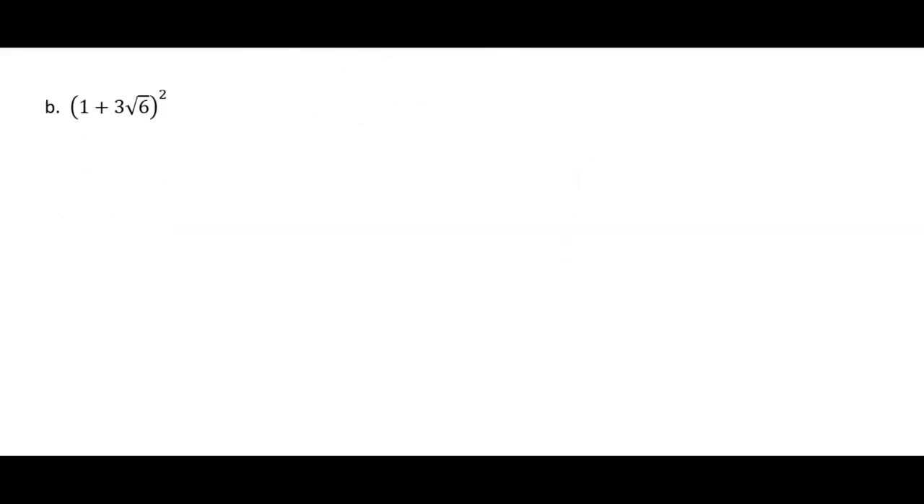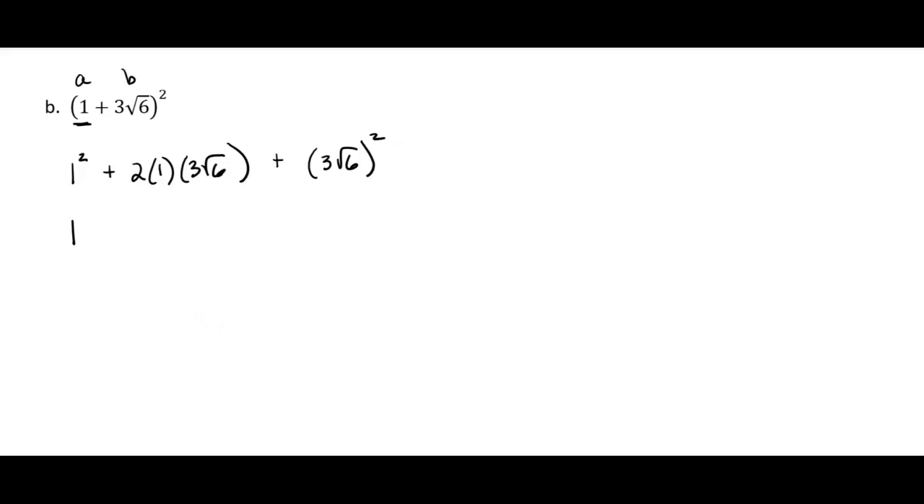Here's another one. So you can do it either way. You can use the formula, or you can do the smiley face thing. You're taking the 1, and you're going to square it. Then it's going to be 2 times the 1 times the 3 square root 6. So this is my a, this is my b. Okay? So it's 2 times ab. Plus, now we have to be careful on this part, it's 3 square root 6 squared. So I have to square that whole thing.